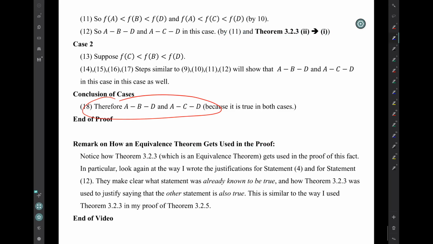So I'll be harping on this throughout the rest of the course. When you use an equivalence theorem in a proof, you need to provide a very thorough justification like that. Well, that's the end of the proof of that theorem, and that's the end of the video.